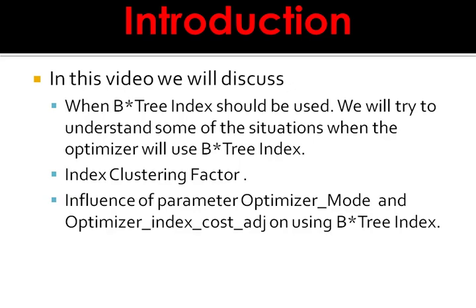indexes should be used. We'll try to understand some of the situations when the optimizer will use a B-tree index. The optimizer will use a B-tree index depending on various factors, and I'll explain some of the most important factors like index clustering factor, influence of optimizer mode, and optimizer index cost etc. So I'll discuss all of these topics and try to explain using some examples.